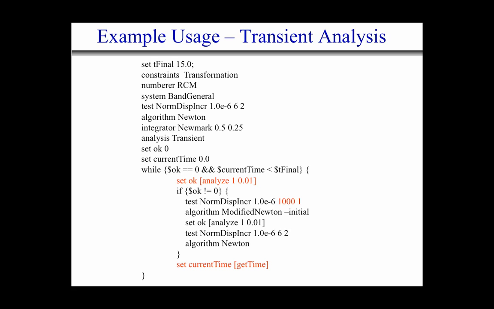So for the transient analysis, we can do the exact same thing. The only difference, instead of nodal displacement, we're looking at the current time. And instead of our target displacement, we're checking that the current time is less than our final time. That's the only difference between the static and the transient, right? And it makes sense. And from a scripting point of view, you see how powerful this can be.